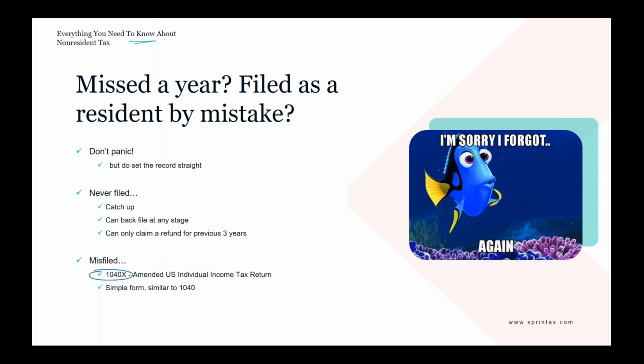Then for anyone who might have misfiled, so perhaps you filed as a resident when you were actually a non-resident for tax purposes, again, don't panic, but do set the record straight. You would need to file an amended tax return for each incorrect year using Form 1040X, the amended US individual income tax return, and the 1040NR. Sprintax can also assist with amended tax returns for anyone who might need assistance.